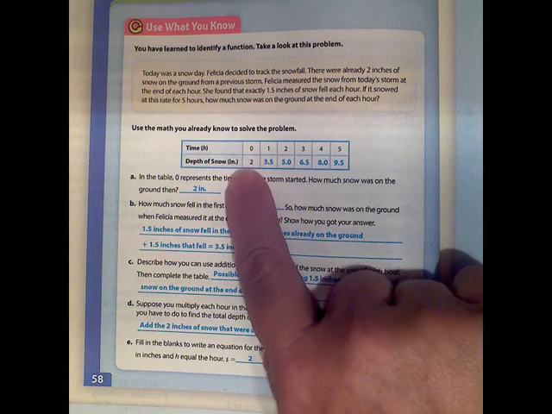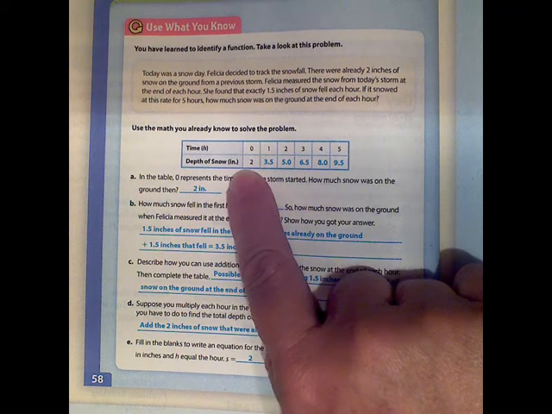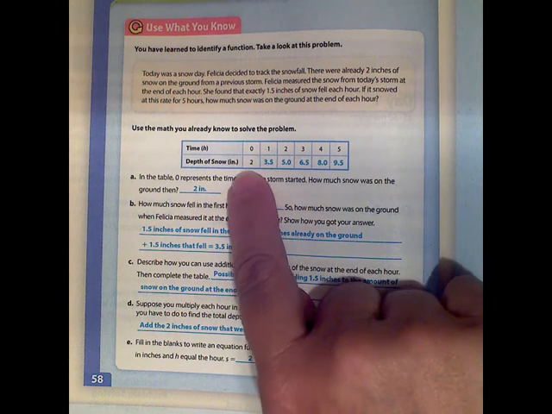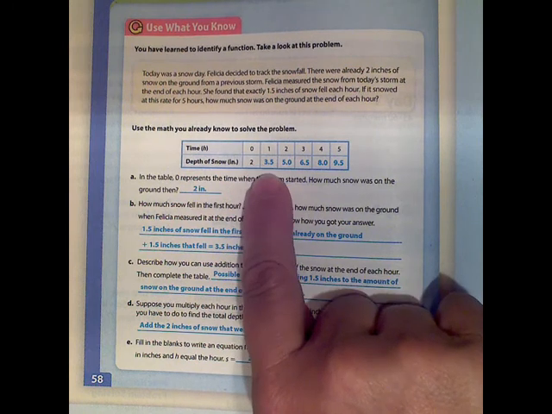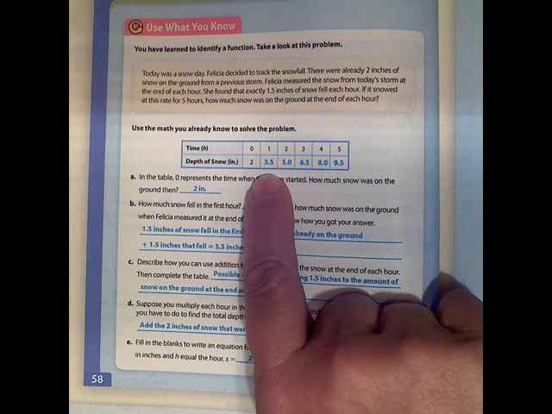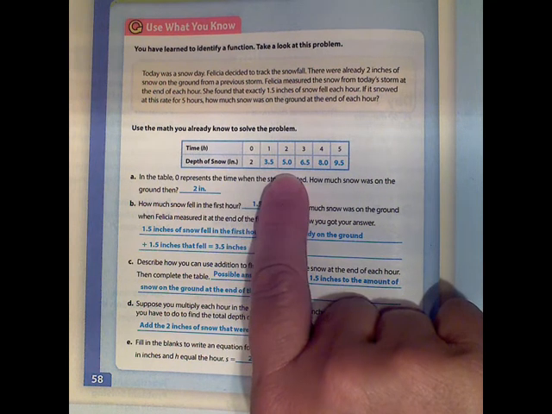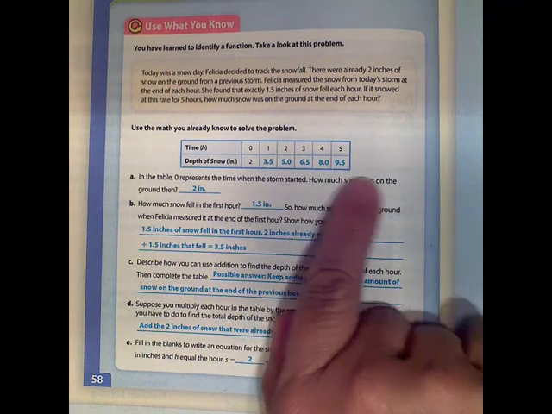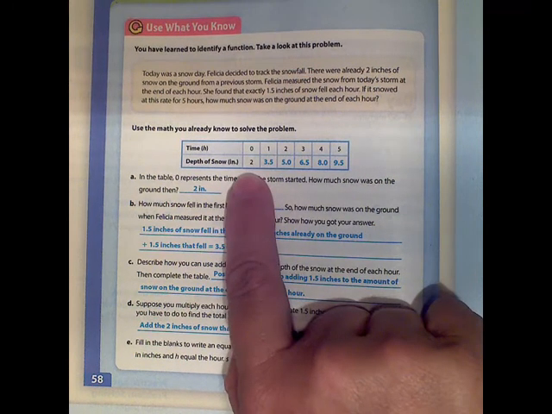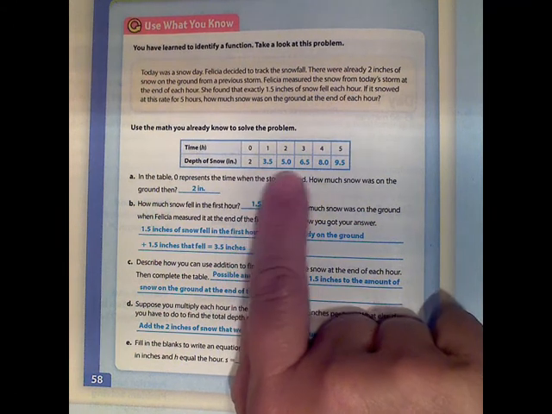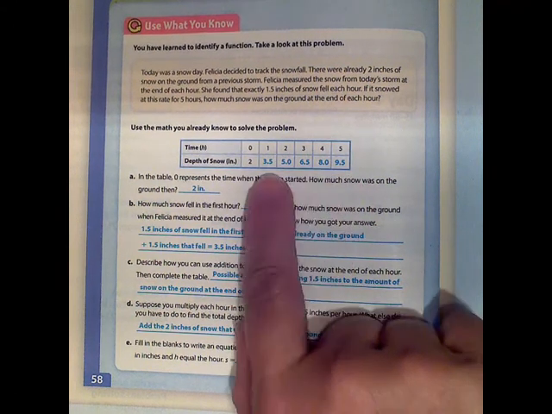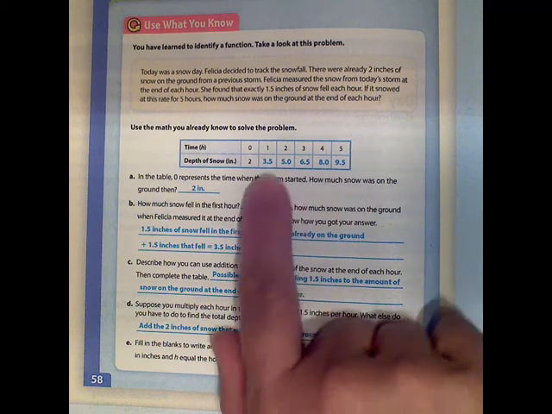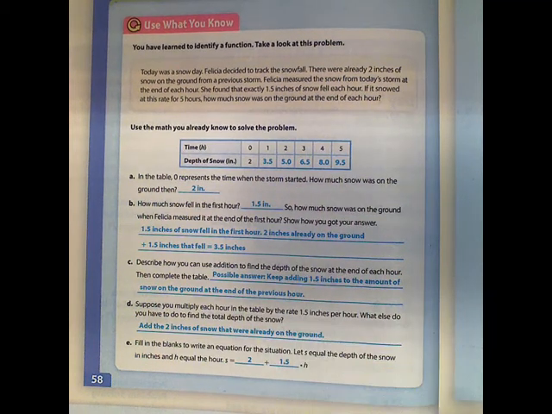So initially, there were already 2 inches on the ground. So for time 0, we put 2. Then every hour it snowed 1.5 inches. So after the first hour, there's 1.5 inches plus that you already had 2. So that's 3.5. Then you add another 1.5 to that, you get 5, and so on and so forth. So we have an initial value here of 2 inches, and then a rate of change, a rate each hour of 1.5 inches. Now, can we turn this into an equation?